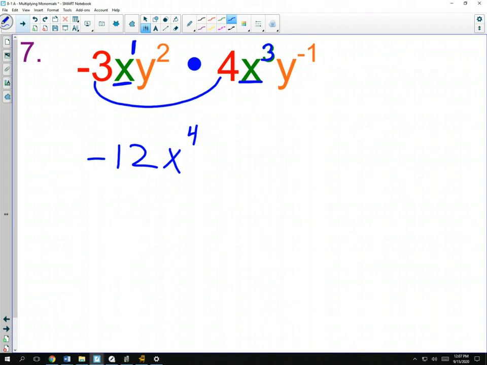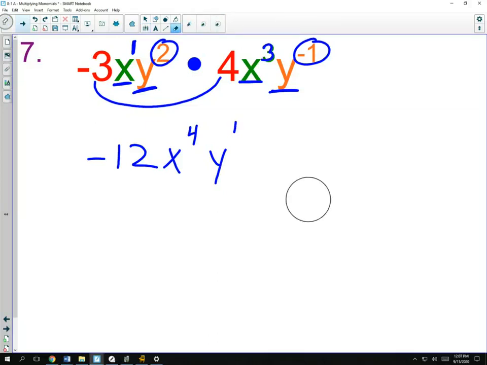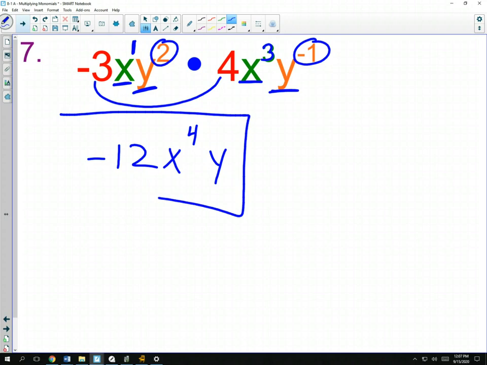You have a common base of y, so we can add their exponents. 2 plus a negative 1 is just 1. So you'd get y raised to the 1st. But once again, you usually don't see this 1 right here. It's understood to be an exponent of 1 if nothing is written there. So there's our answer for question number 7.